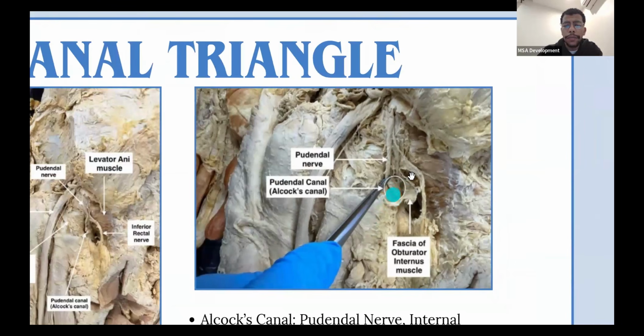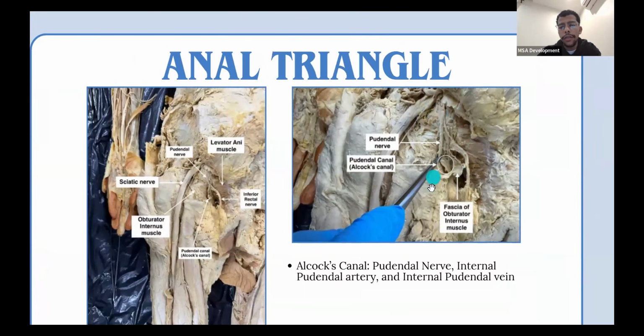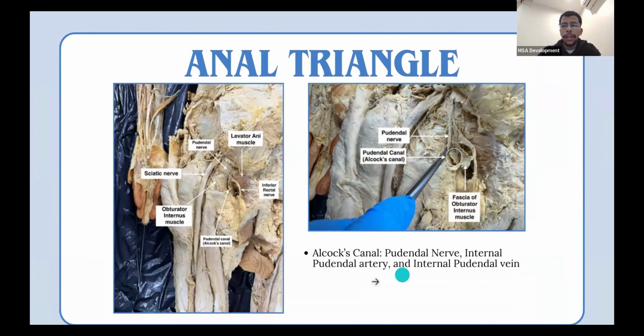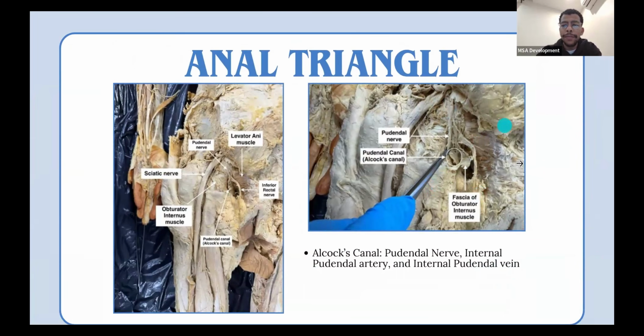There's also the pudendal vein and artery that pass with it, but honestly they only care about the nerve. So here, internal pudendal artery, internal pudendal vein. All of these three pass through the Alcock's canal.